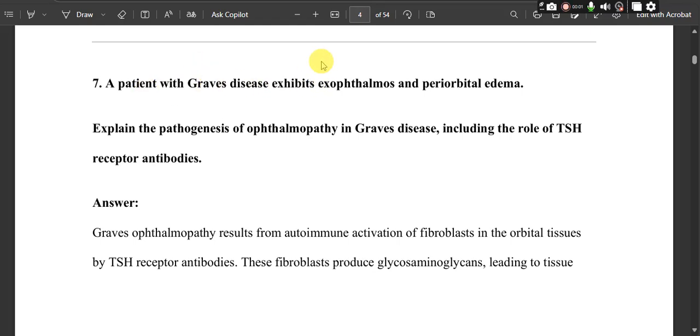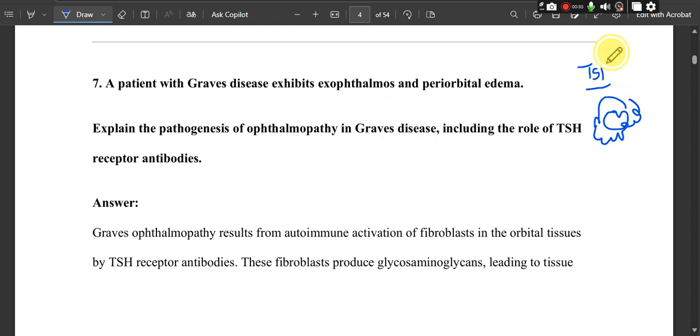A patient with Graves' disease exhibits exophthalmos and periorbital edema. Explain the changes of this ophthalmopathy in Graves' disease. So Graves' disease is a condition where the body starts producing antibodies, thyroid stimulating immunoglobulins. These stimulate the thyroid gland and it starts to enlarge. That's what causes the goiter.